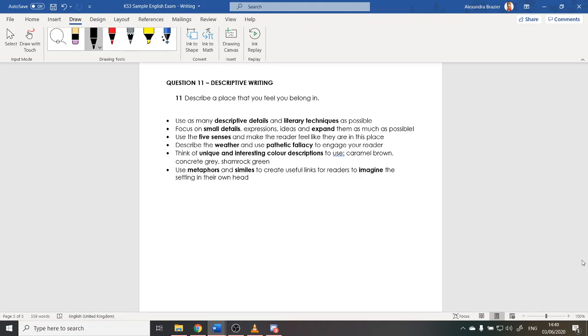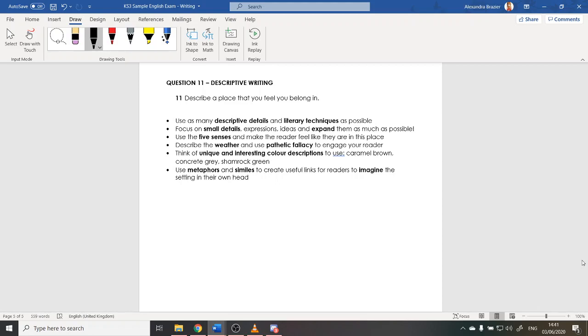I've read writing answers from students before where they wrote about a bus and they described the handrail on the bus and all the different people that touch the handrail, and that was a really interesting detail. Using the 5 senses and making the reader feel like they're in this place. So using the sensory language, describing weather using pathetic fallacy to engage your reader. Pathetic fallacy is when the weather reflects the mood in a story or in a scene. So if it's sunny outside, people are usually happy. If it's stormy and rainy, then people are usually sad or angry.